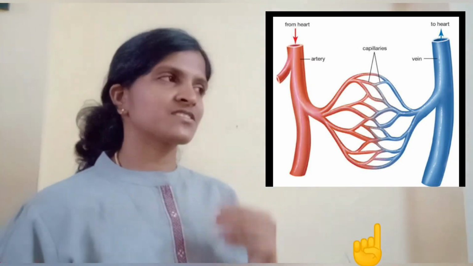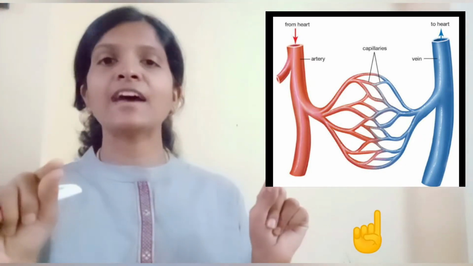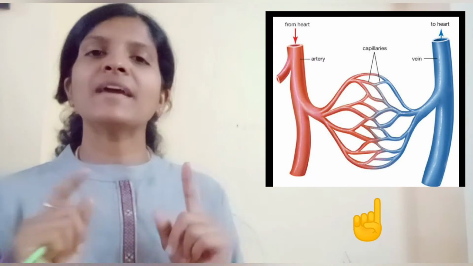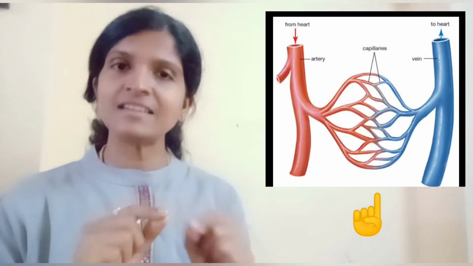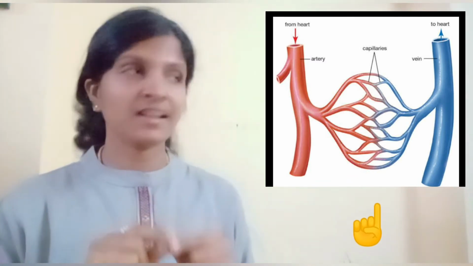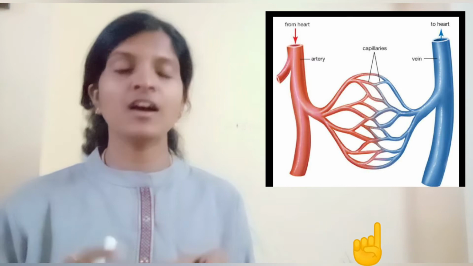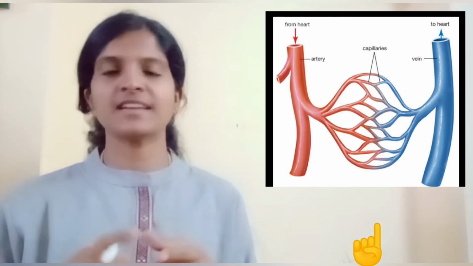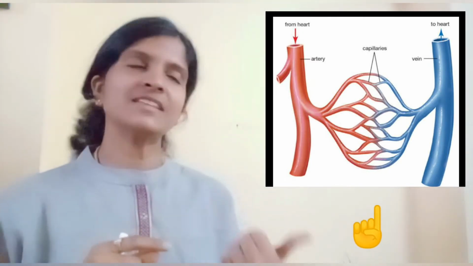This is the structure of the capillaries. Actually, it is a very narrow thin blood vessel. The main function of the capillaries is it helps to connect the arteries and veins together. In this part only, the exchange of food, oxygen, carbon dioxide and water takes place between the cells and the blood through these capillaries.